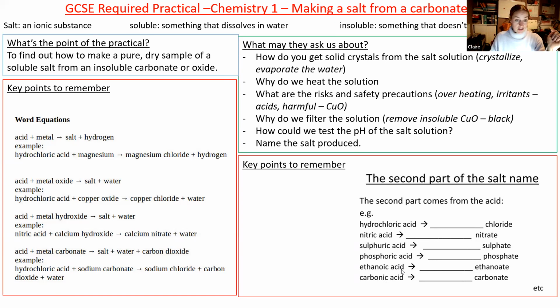Ethanoic acid is actually vinegar as well, but you get the idea. But the top three there are the main ones you've just got to remember. So they might ask you, if it reacts hydrochloric acid with sodium, what salt do you get? You have to name it, and it's sodium chloride.